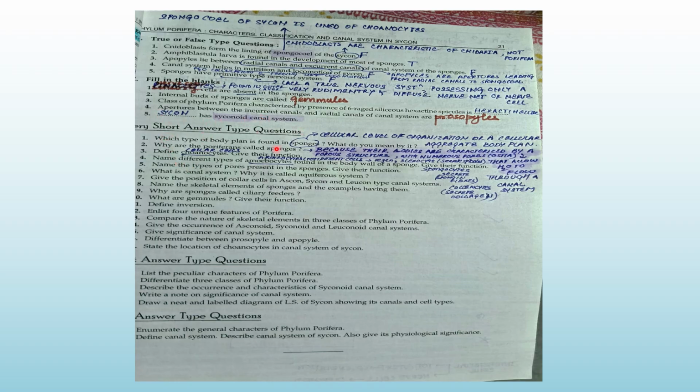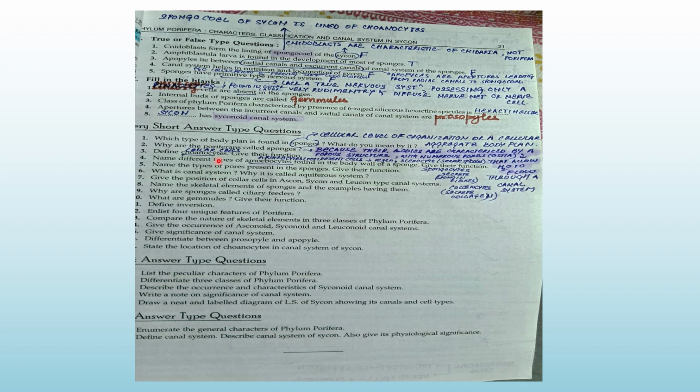Now, very short answer type questions. Which type of body plan is found in Spongia? Cellular level of organization, or cellular aggregate body plan. Okay, and what do you mean by it? You explain it yourself. Try it yourself. Why are poriferans called sponges? Because the body is characterized by a porous structure with numerous pores, ostia. So what do they help in? They allow water to flow through a canal system.